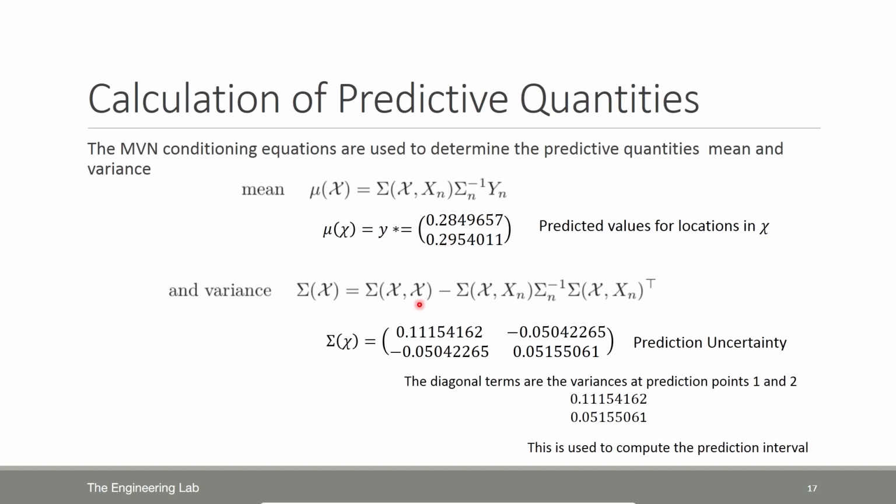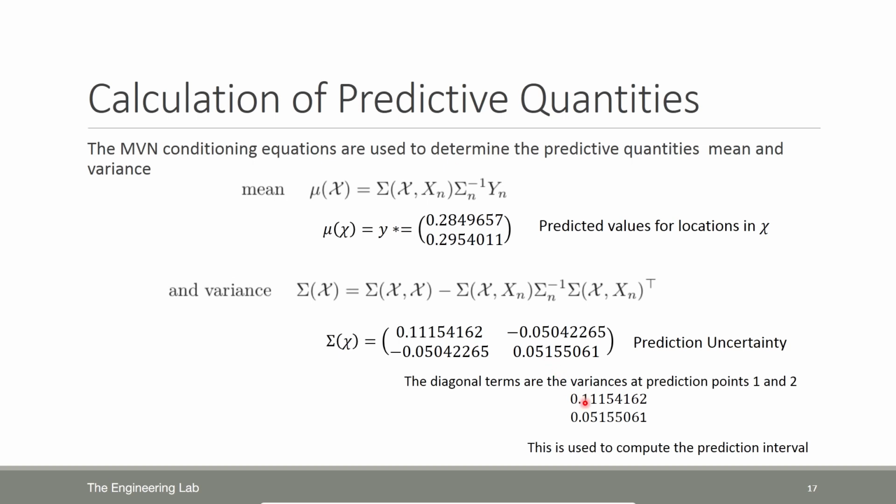Here, when you use the variance equation, you actually get a matrix of quantities. The final variances for your predicted values, here we have 2 predicted values. The variances for these 2 predicted values are the diagonal terms. So the variance for prediction 1 is 0.11, and the variance for prediction 2 is 0.051.